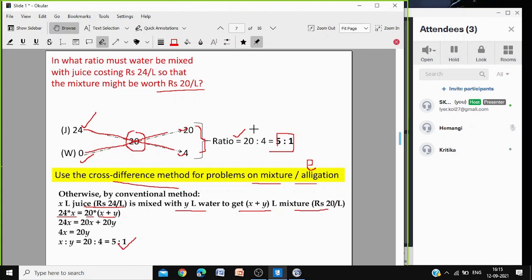Got it, Benny? How you are using the cross difference? Use it whenever you are mixing two things. Whenever you mix two things, one is costing more, one is costing less, and you need an in-between cost. Neither so high nor so low, something in between. So this is the method of alligation mixture we can do by cross difference method. Always use the cross difference method. This equation method will also give you the answer, but then it will take more time.